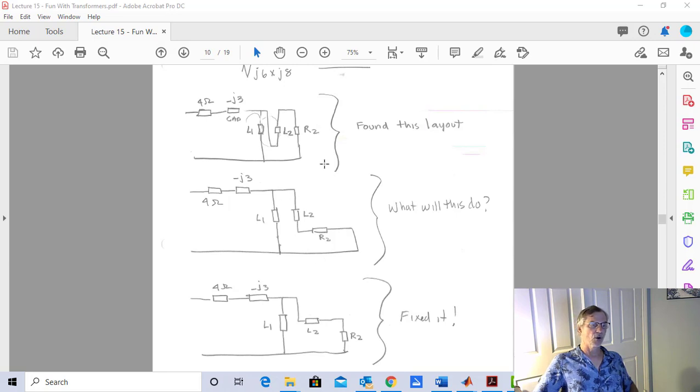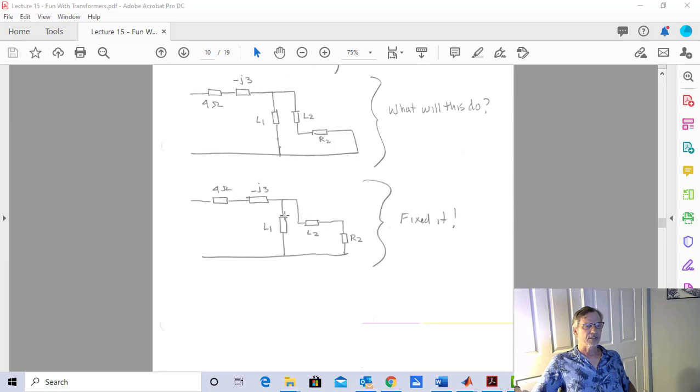So what can I do? Shall I move things this way? Shall I move R2 a little bit? Because that magnetic path, you could just visualize it going through there. Let's do this. Let's take L1 and L2 and put them 90 degrees to each other. We did that, and that coefficient of coupling went from 54% down to about 3%, which was barely even noticeable.